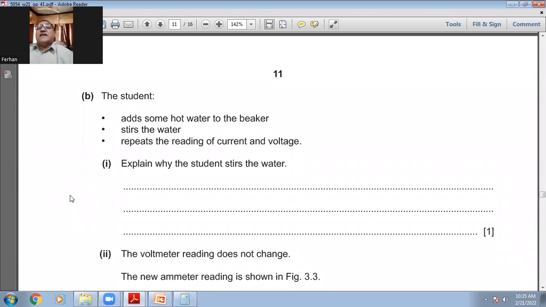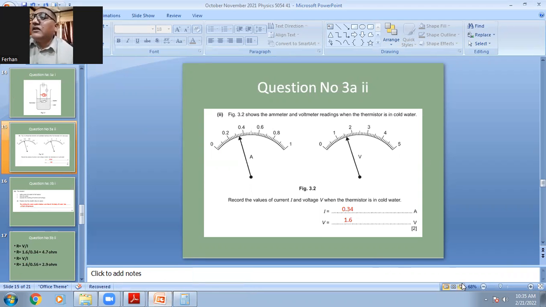The student adds some hot water to the beaker, stirs the water, repeats the reading of the current and the voltage. Explain why the student stirs the water. You see, whenever you have added hot water into the beaker, it already has some water. So when you stir it, you make sure that the whole body of the water has uniform temperature. The whole body of the water has the same temperature.